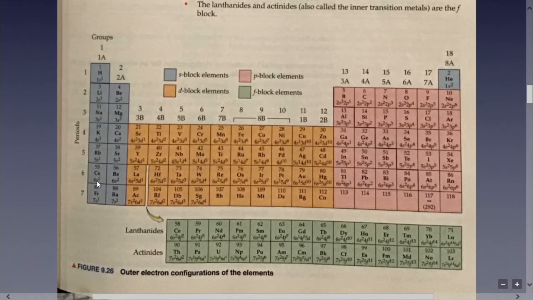Let's pick another one, 6s1. I'm in the 6th row in the S block with 1 valence electron, so in the 1st. Okay, if I had 2, it'd be barium, and then the address would be 6s2. All right.